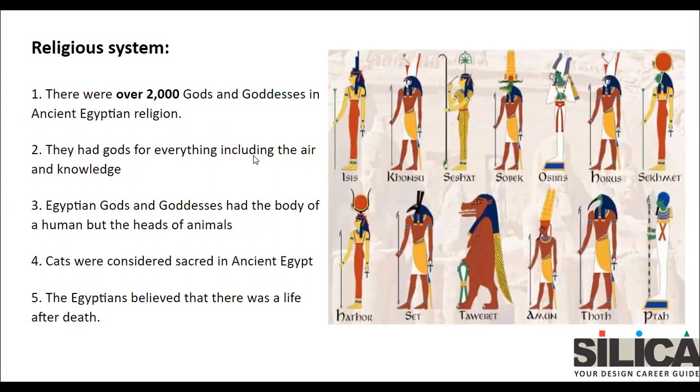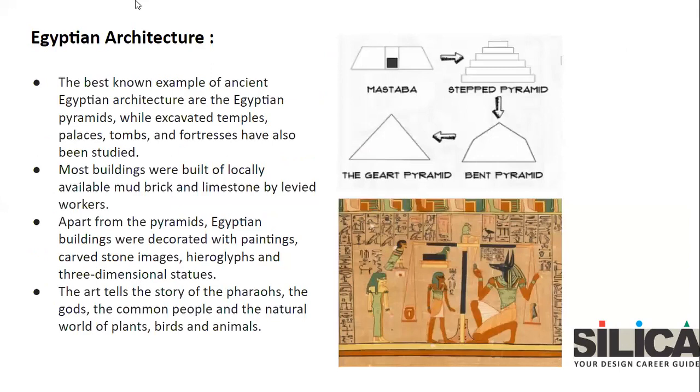Now, talking about the architecture. The best known examples of ancient Egyptian architecture are the Egyptian pyramids, while excavated temples, palaces, tombs, and fortresses have also been studied. Most buildings were built of locally available mud brick and limestone by levied workers. Apart from the pyramids, Egyptian buildings were decorated with paintings, carved stone images, and three-dimensional statues. The art tells the story of the pharaohs, the gods, the common people, and the natural world of plants, birds, and animals.